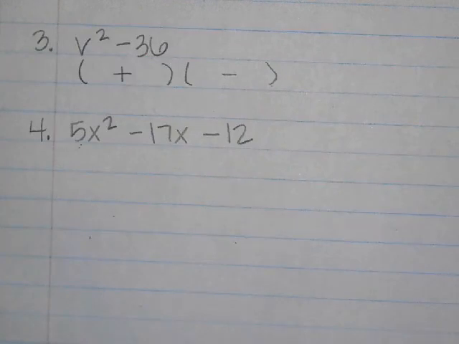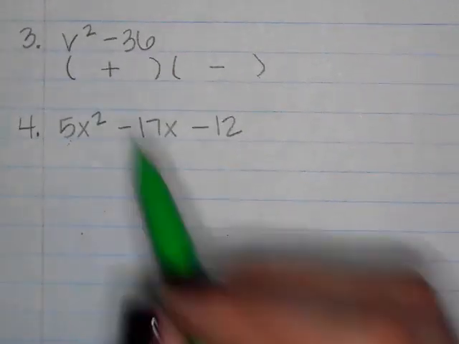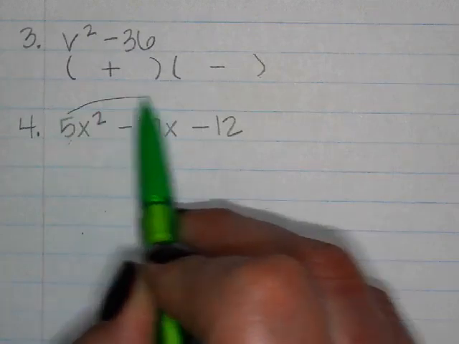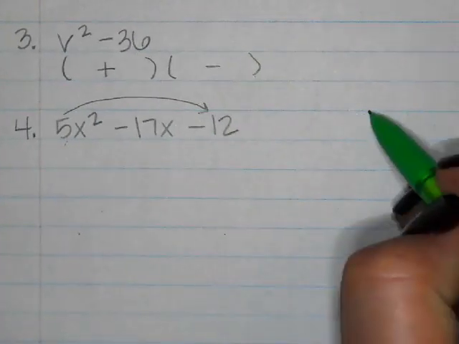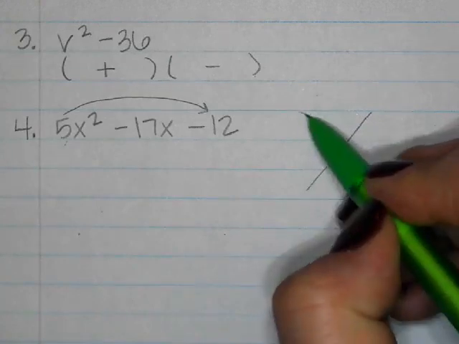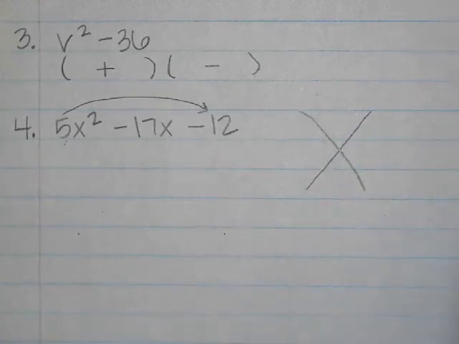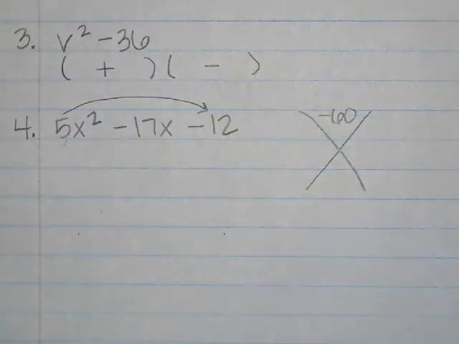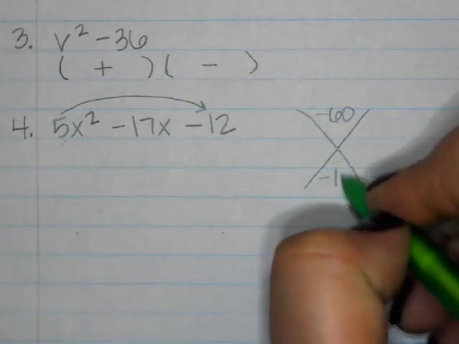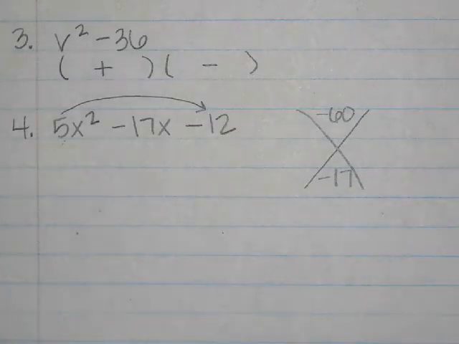So the slide divide method starts off, and every method starts off with this. We take the 5, we multiply it by the negative 12, and 5 times negative 12 is what? Negative 60. So we're looking for two numbers that multiply to negative 60 and add to negative 17. Do not say it if you know what they are.